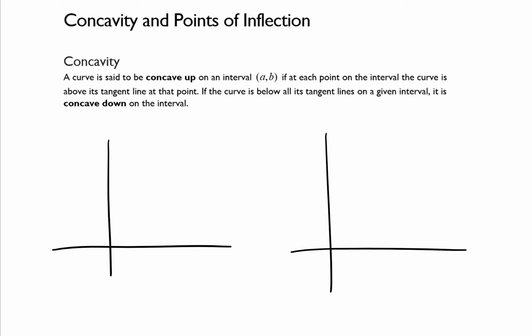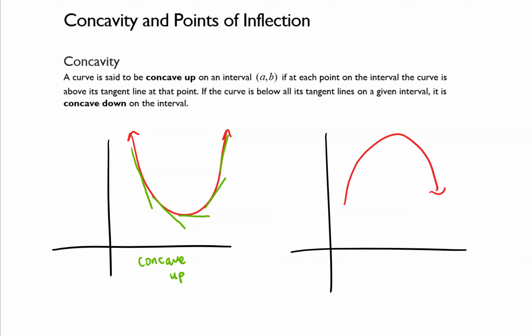So let's say you have a function that looks like that. Its tangent lines are all below. So the tangent lines look like that. So this is concave up. And if I had a graph that looks something like that, the tangent lines are all above. And so this is considered concave down.